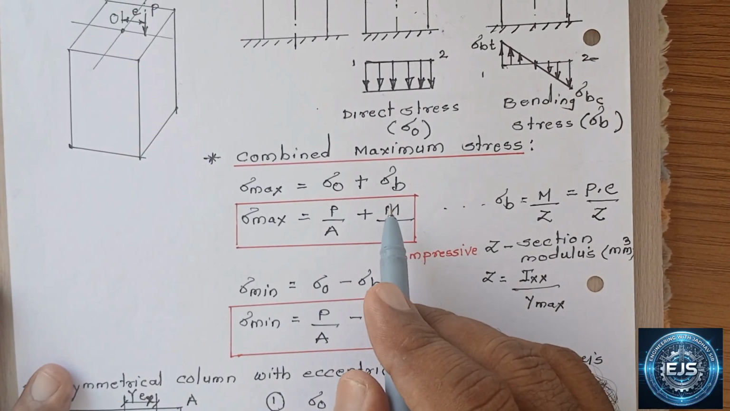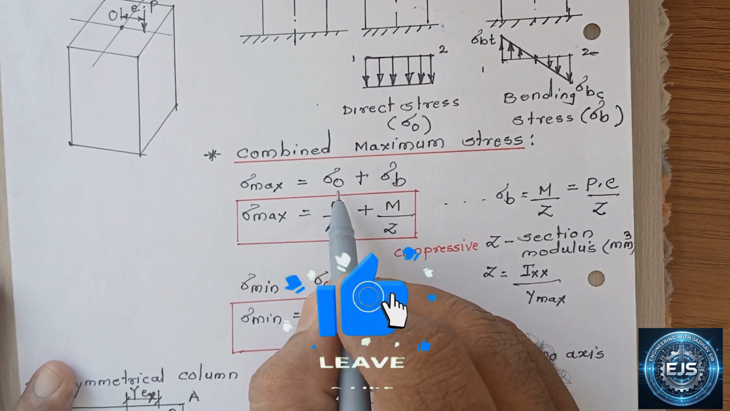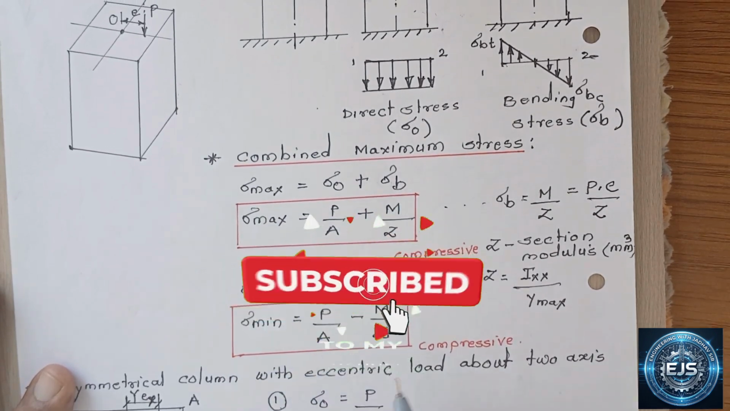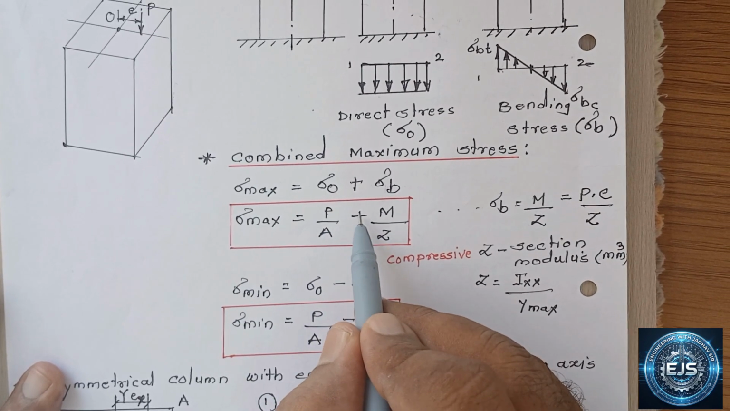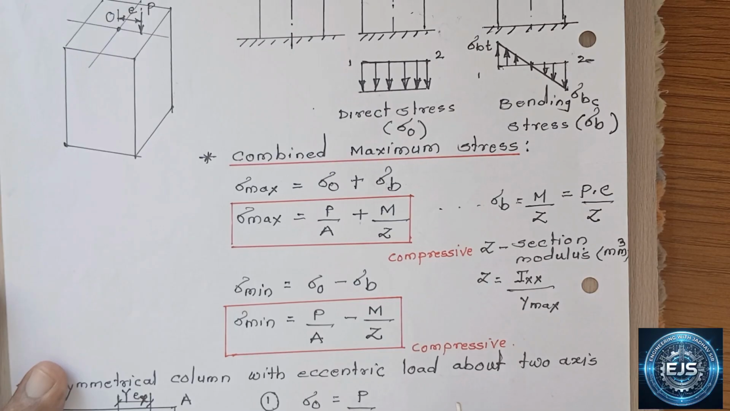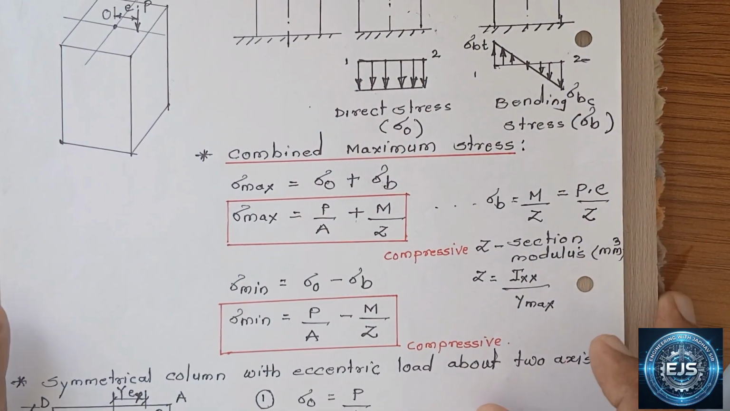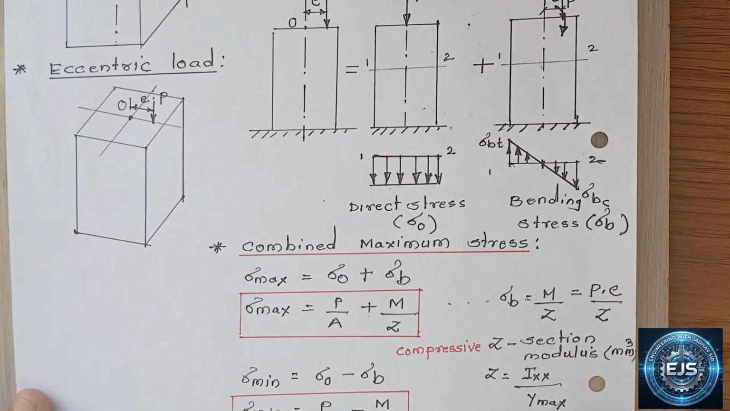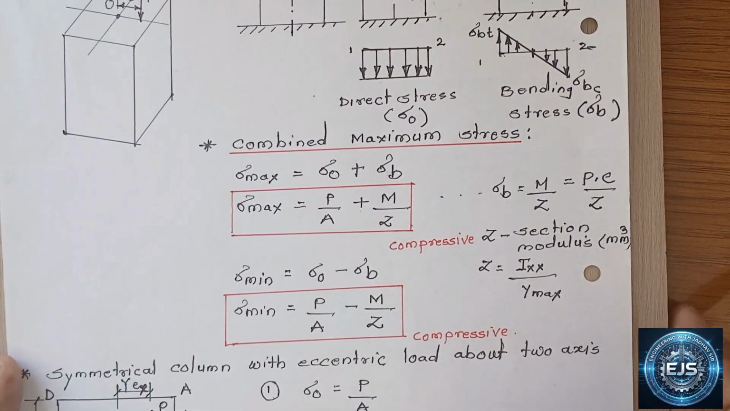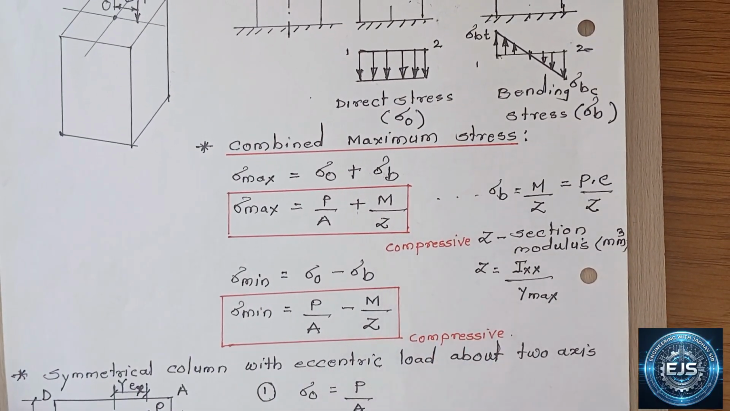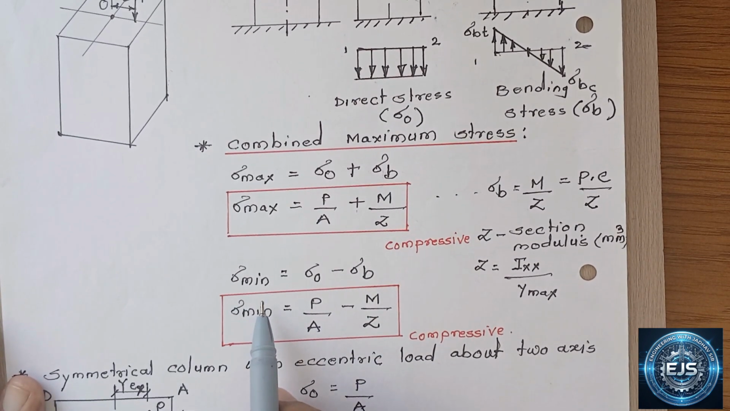So the combined maximum stress in the column under eccentric load is calculated as sigma max is equal to sigma naught, that is direct axial stress plus bending stress. Sigma max is equal to direct axial stress P by A plus bending stress M by Z. And this maximum stress is of a compressive nature, because columns are always subjected to compressive load. Column है तो column पे compressive load आता है. So maximum stress developed in the column is of a compressive nature, right? And unit is Newton per mm square. So this is about combined maximum stress.